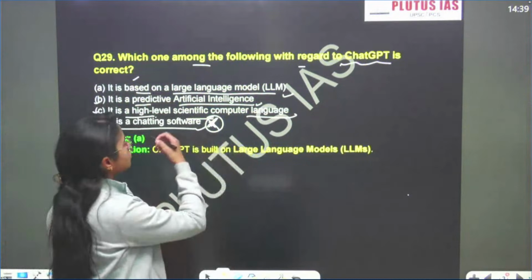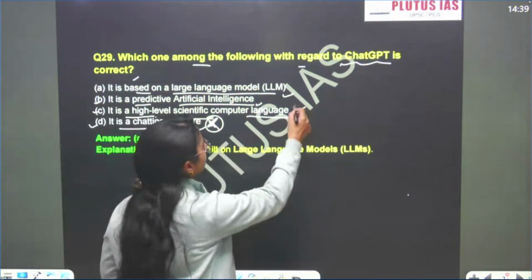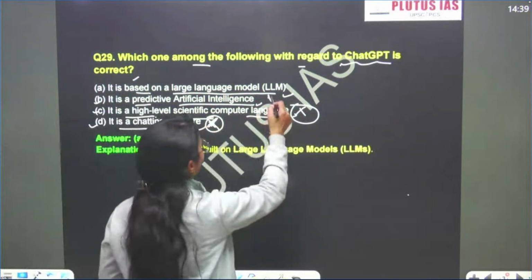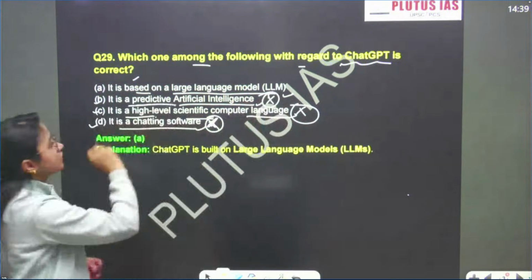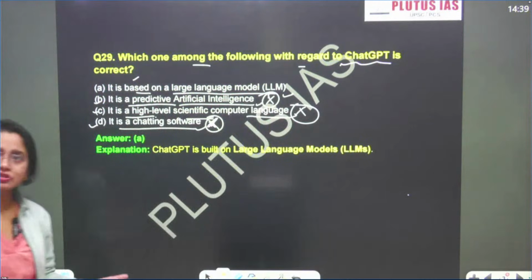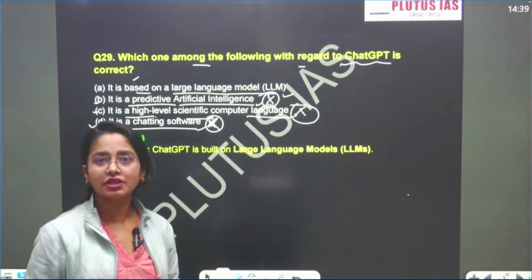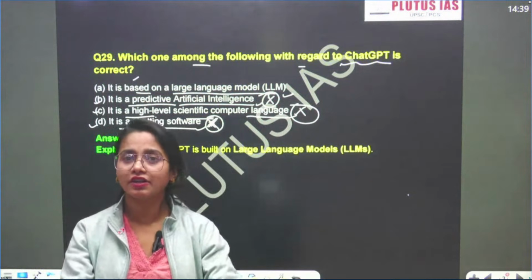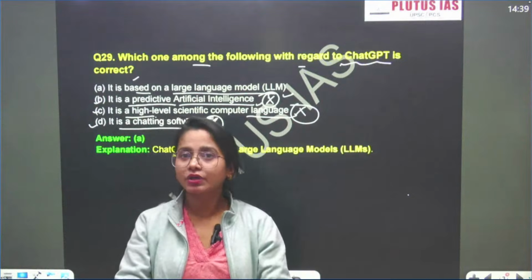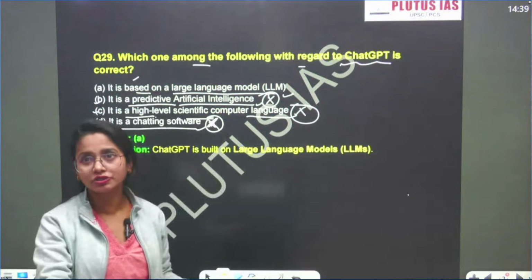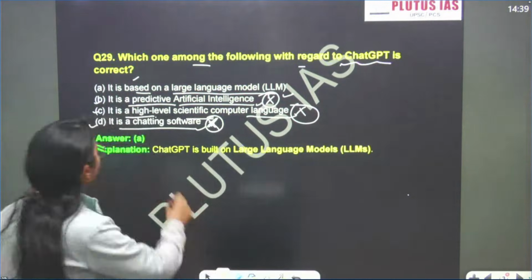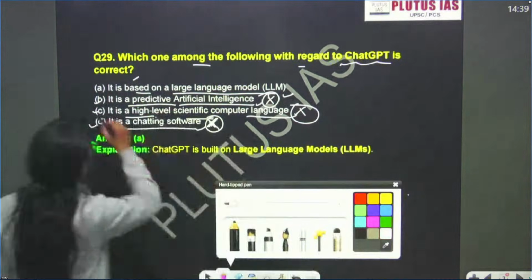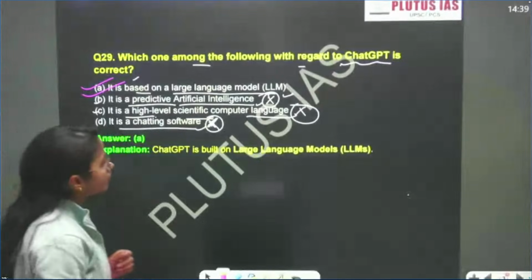So it is not a language, it is not a chatting software, it is not a scientific computer language. Then it is not predictive artificial intelligence either. How can you say it is predictive? It is not something predictive. We have just talked about it. It gives information or knowledge based on the data already available on that particular networking site or search engine, right? So the first one is, it is based on a large language model. Yes, that is the absolutely correct answer.